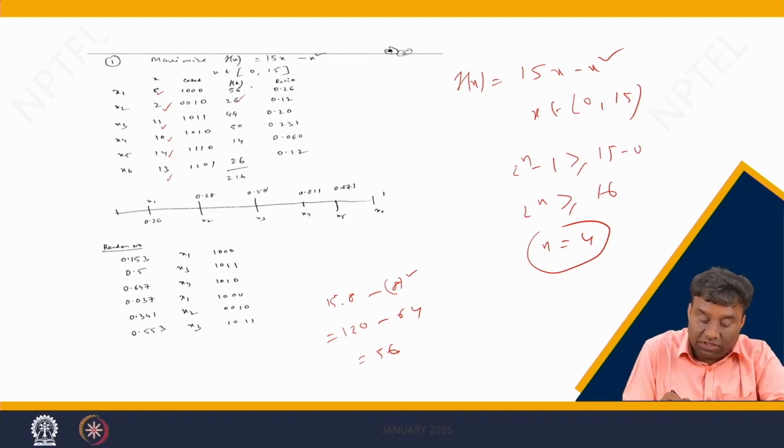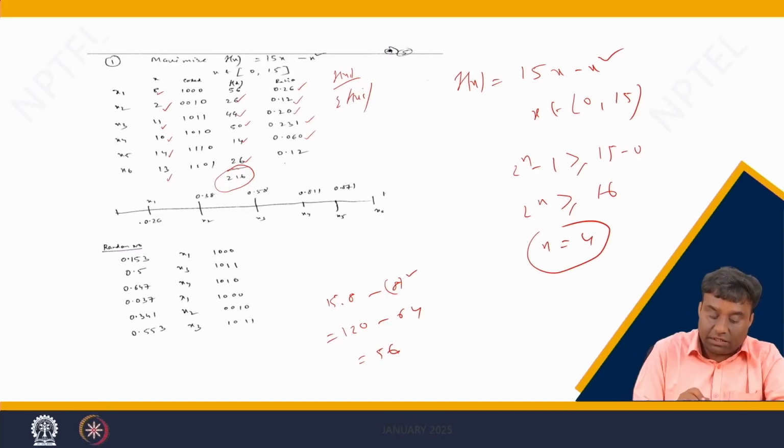That is also 26. That is 44. This is 50. This is 14. That is 26. So total is 216. So the ratio is f(x) by summation of f(xi). So that is basically 0.26. This is 0.12, this is 0.20, this is 0.231, this is 0.060, that is 0.12.